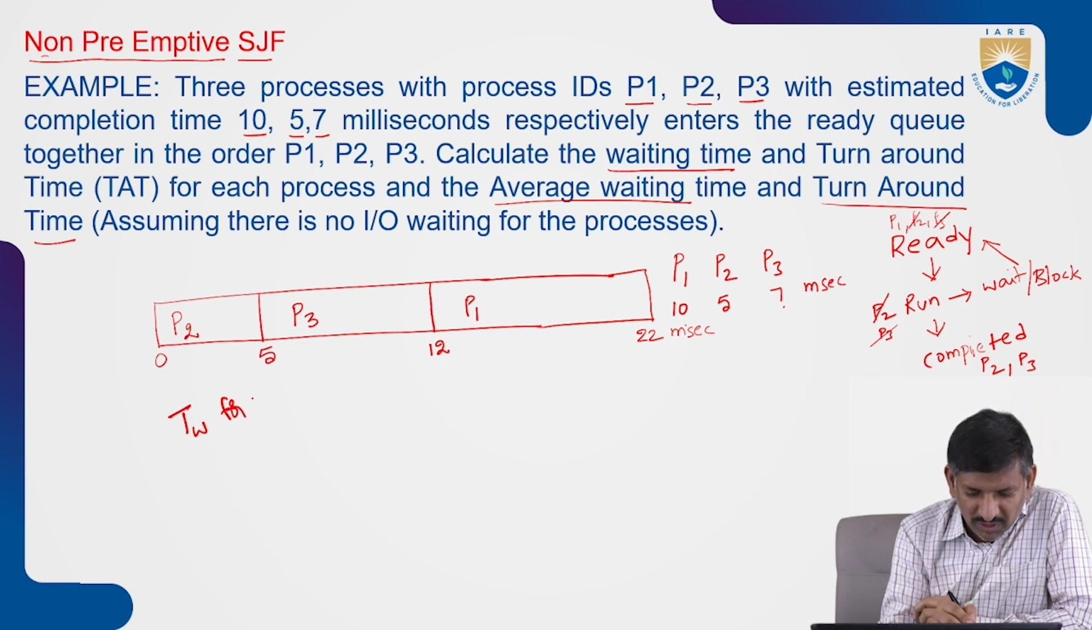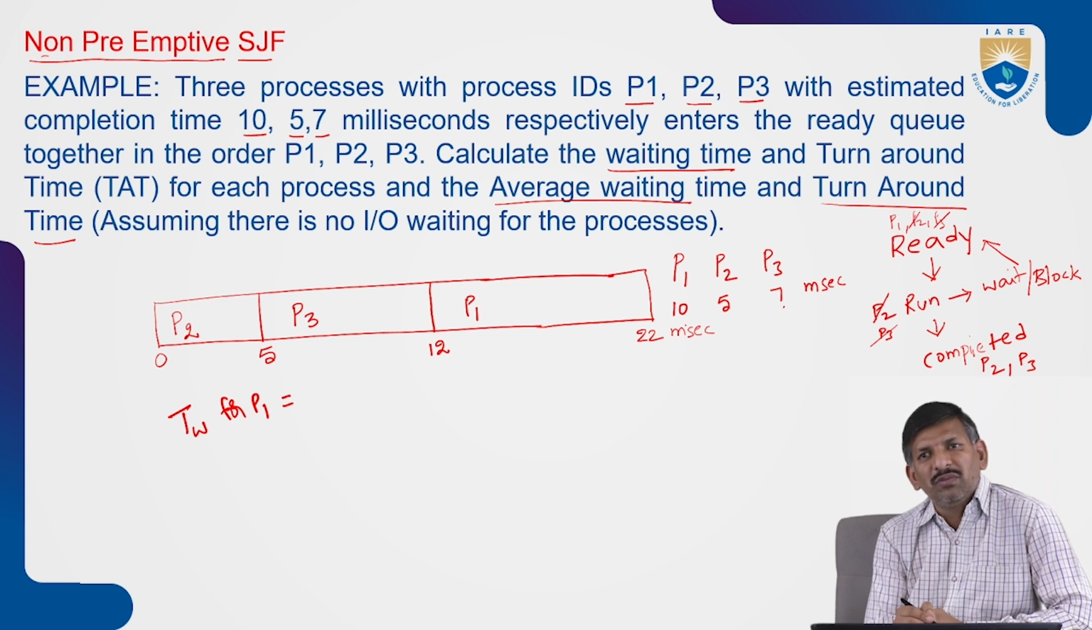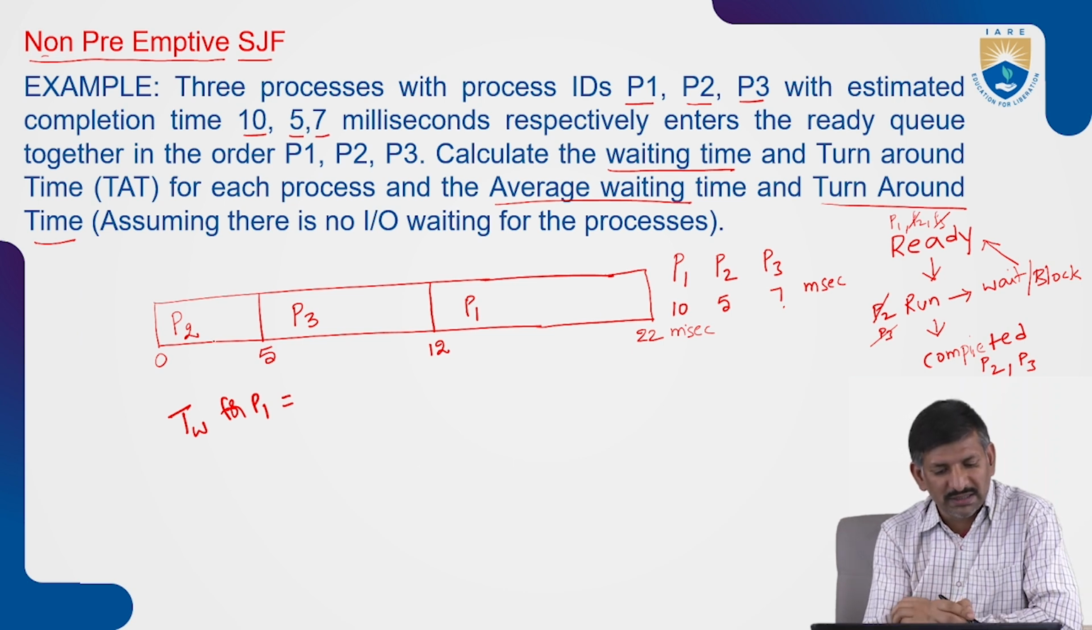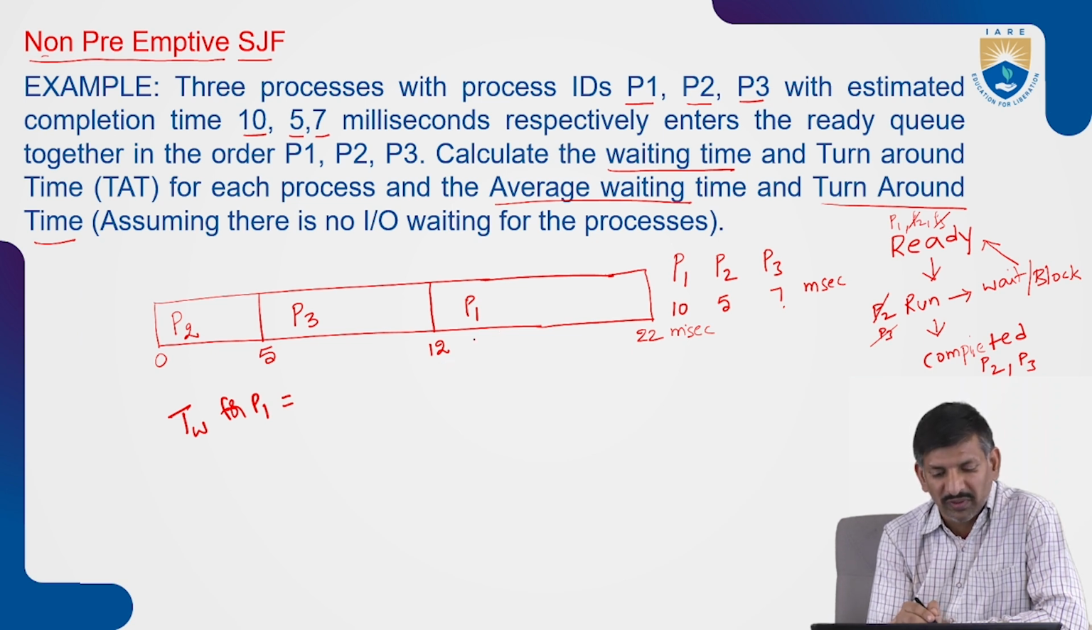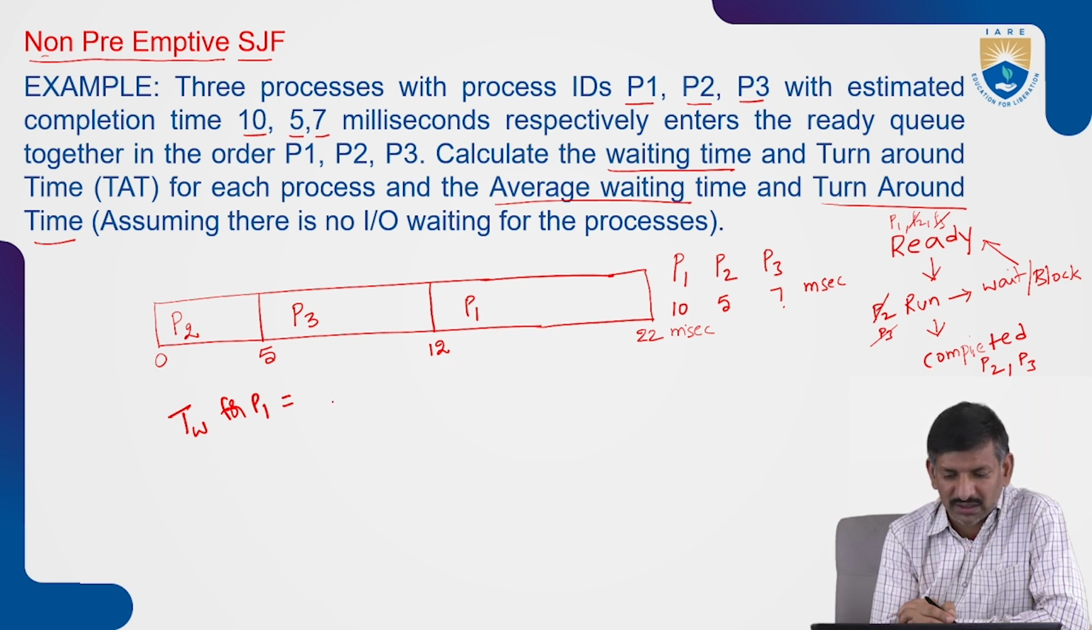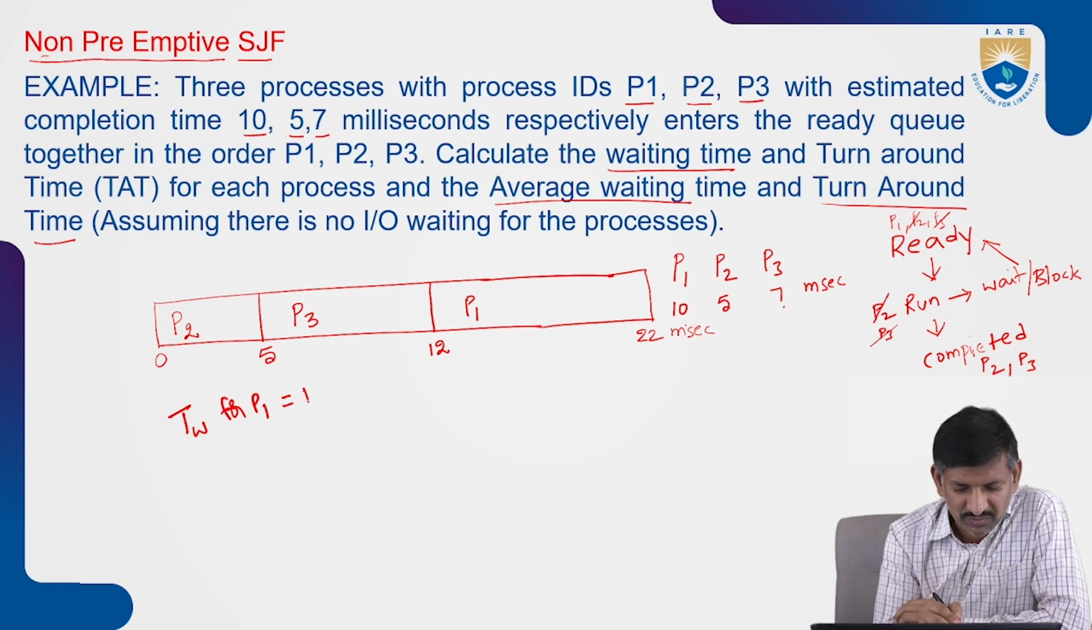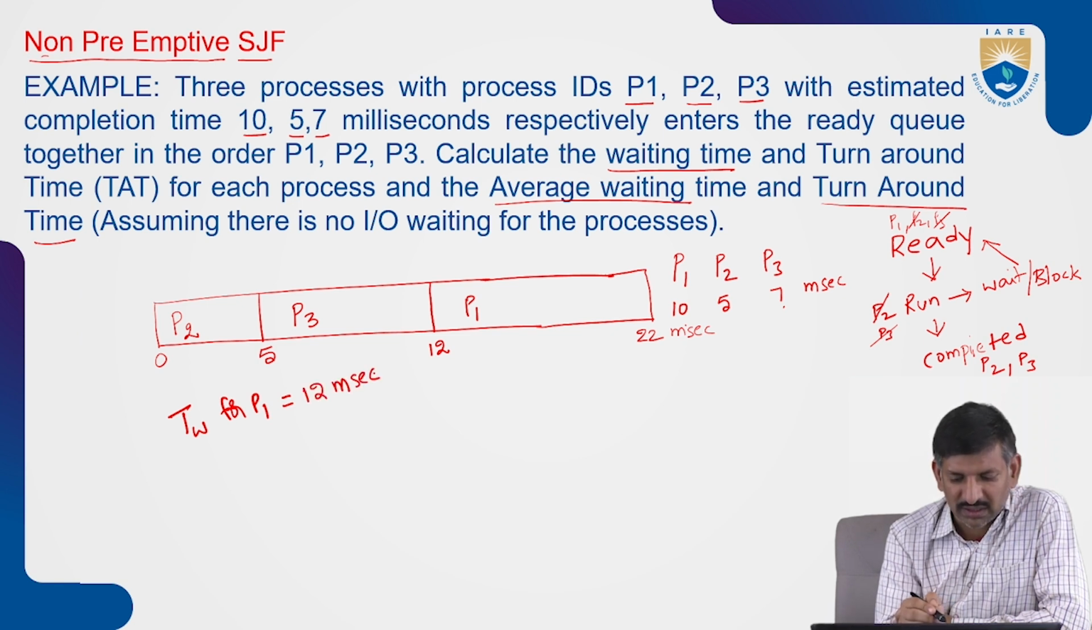For process P1: it entered the ready state at time 0 and was scheduled for execution at the 12th millisecond to get the CPU. So process P1 waited 12 milliseconds in the ready state to get the CPU. That is 12 milliseconds.